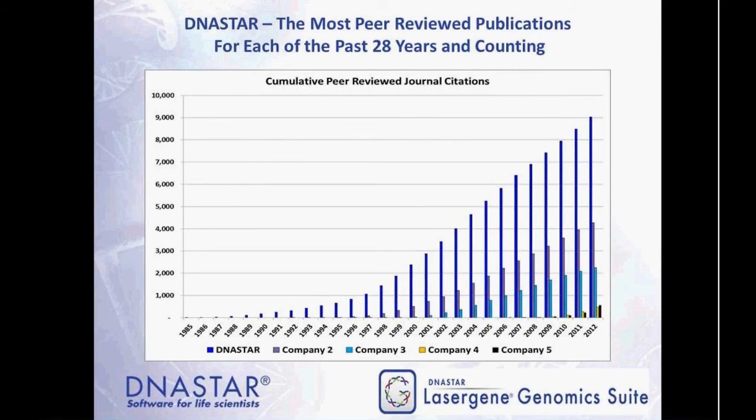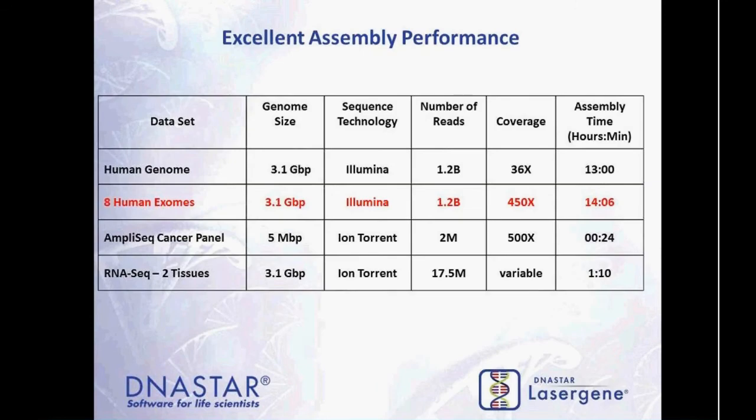If we do a comparison across the literature, you can see that DNASTAR, dating back all the way to 1985, has been the most cited sequence analysis software. The software is research grade, yet easy enough to use, even for some of the more complicated next-gen sequencing projects. I'm going to show you a project setup, how easy it is to do that, as well as the downstream analysis.